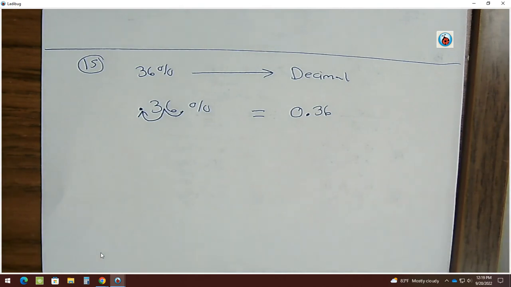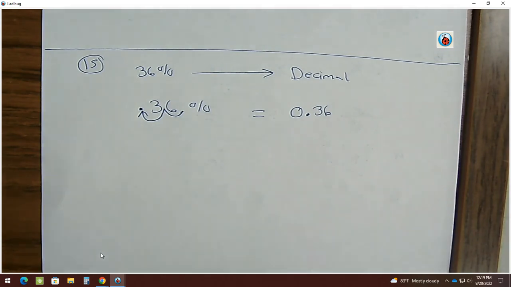From percent to decimal. Listen to what I'm saying. From percent to decimal, we go twice to the left. From decimal to percent, we go twice to the right. I have to remember that. Okay? From decimal to percent, twice to the right, and then the percent symbol. From percent to decimal, twice to the left. Okay? Now, I could have changed this guy to a fraction, 36 out of 100, and then do bottom out, but it's too much work.